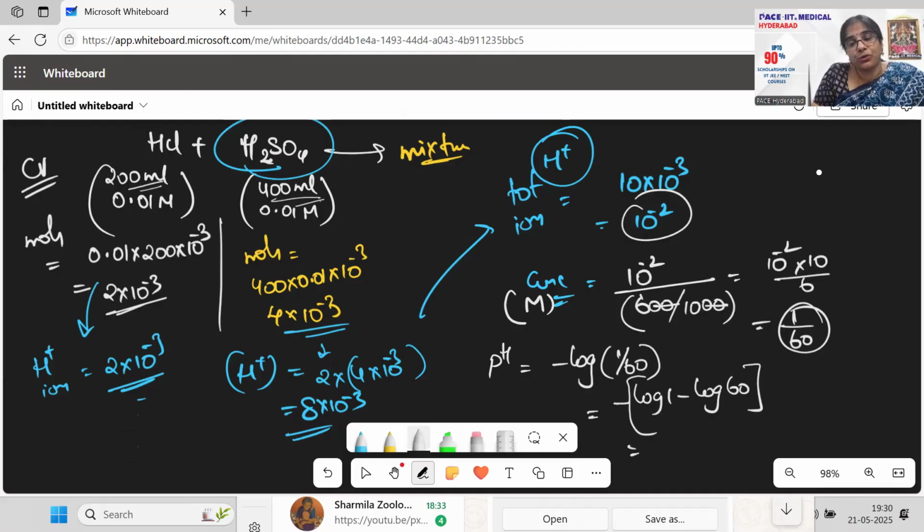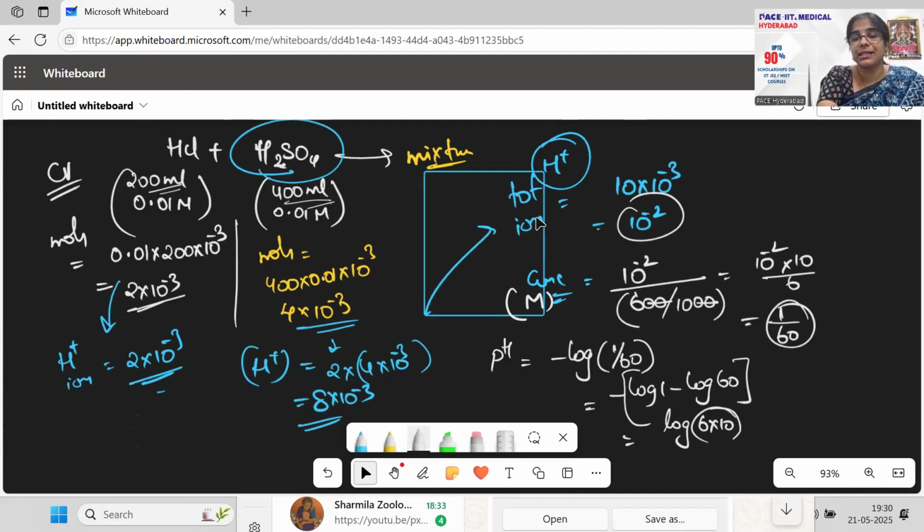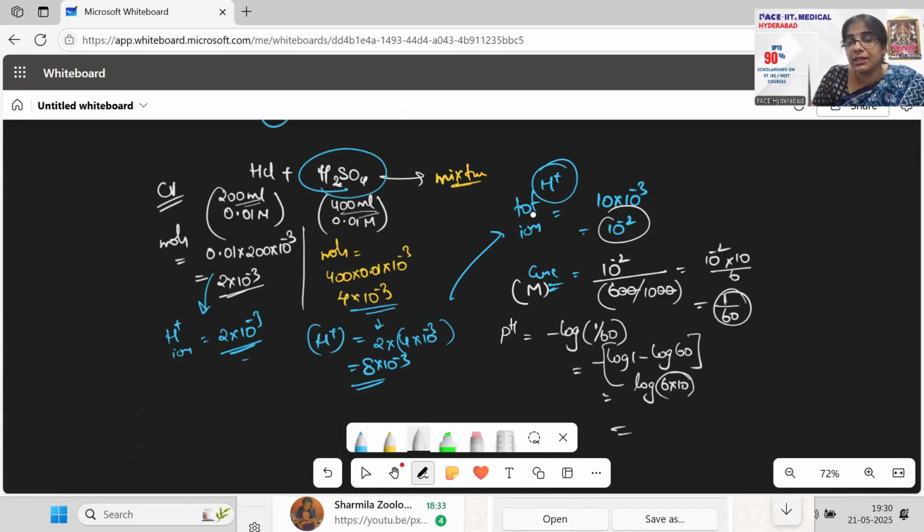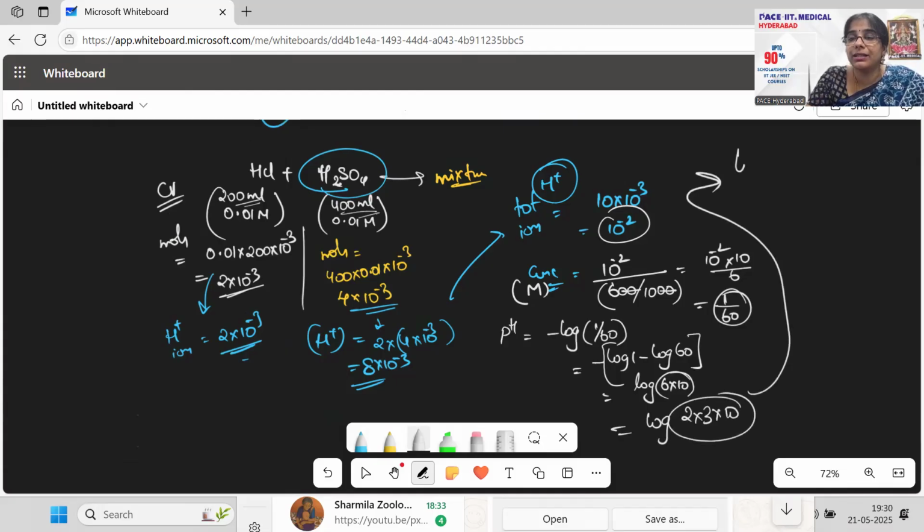So log 1 becomes 0, minus of minus plus log 60. What does log 60 mean? I would write this as log 6 into 10, which is nothing but log 2 into 3 into 10. From here, I can write this as log 2 plus log 3 plus log 10.